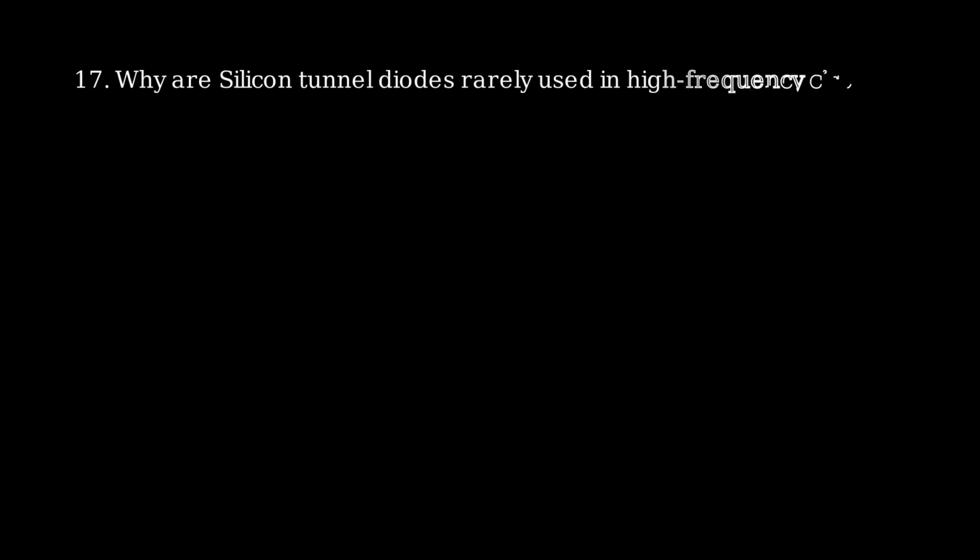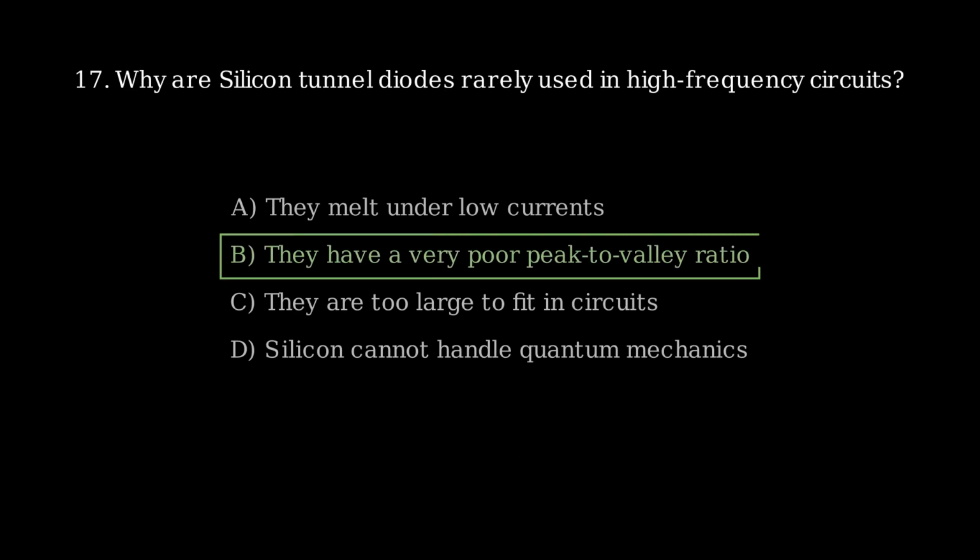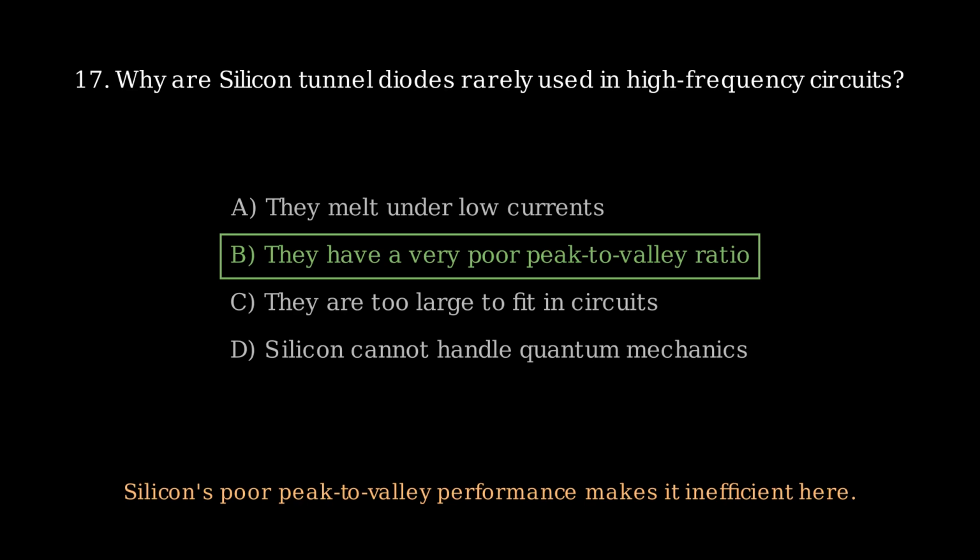Question 17. Why are silicon tunnel diodes rarely used in high-frequency circuits? Silicon has a very low peak-to-valley current ratio, making it unappealing compared to germanium.